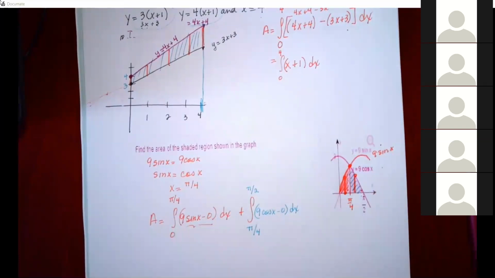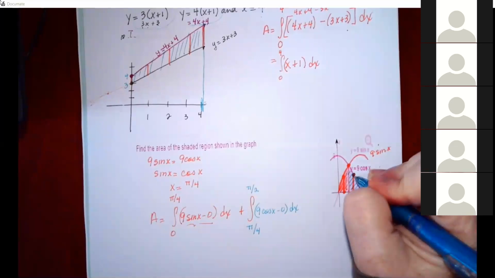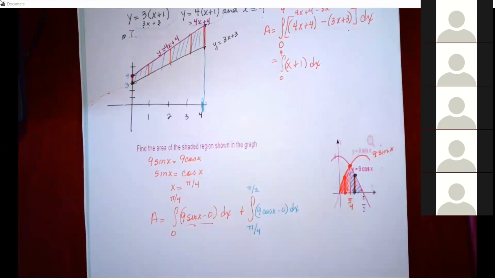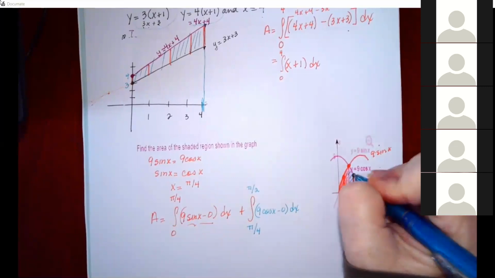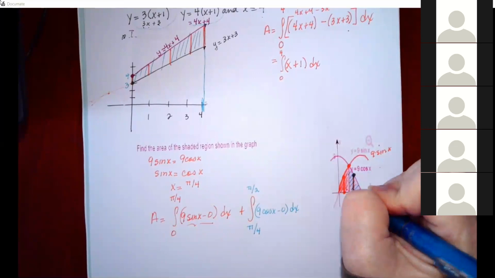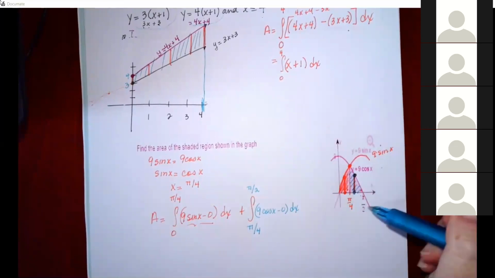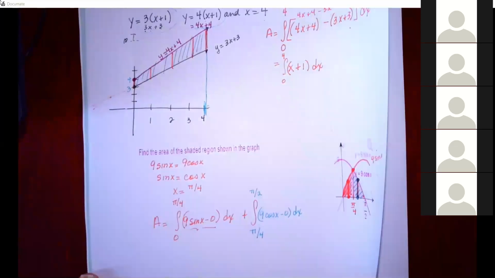Can you remind me why minus 0? Because what we're doing is we're looking for the height of this rectangle, right? The top, that's just the top y value minus the bottom y value. Oh, y value, okay, gotcha. Yeah, perfect, thank you. You bet.